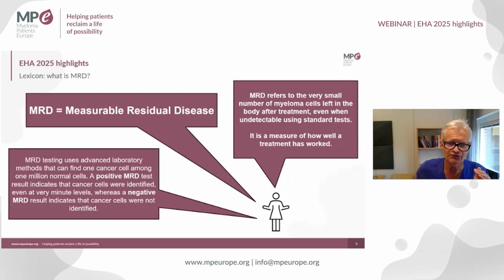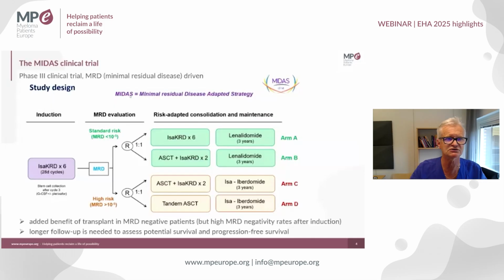The reason why we are so focused on MRD today is that the prognosis in myeloma is so much better. So if we do clinical trials trying to compare different treatments, it will take years until we know which one is the best. So MRD is used much more now as a surrogate marker, and hopefully our authorities will accept this as a primary endpoint in studies. With this said, I move on to the first trial, the MIDAS trial, where they really used this MRD concept.